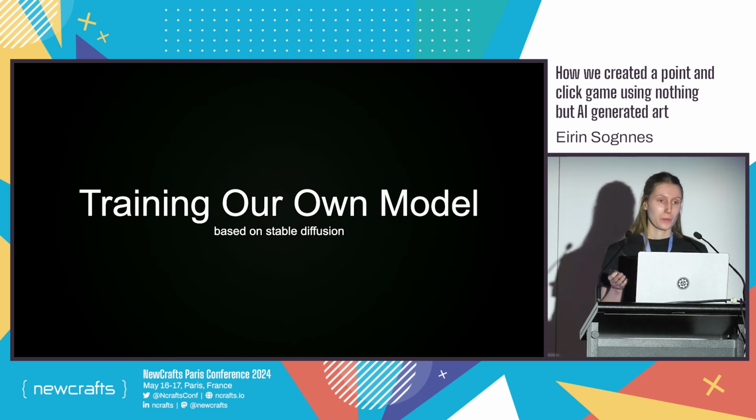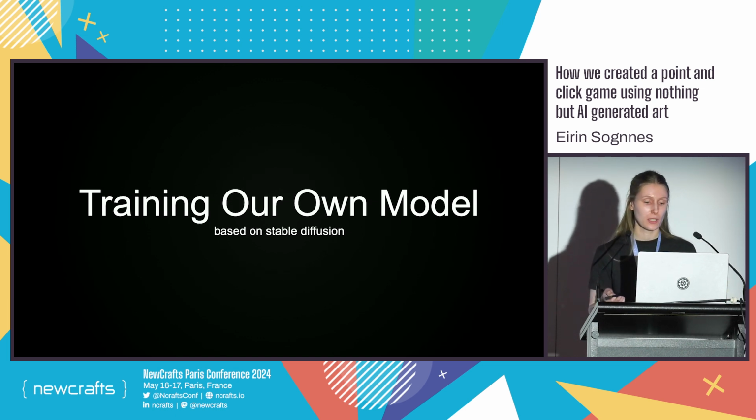Because even though we used the Panda, it was still hard to make it consistent. We would get lots of different results. And so we decided to try and fine-tune the model to make a better Panda, essentially.